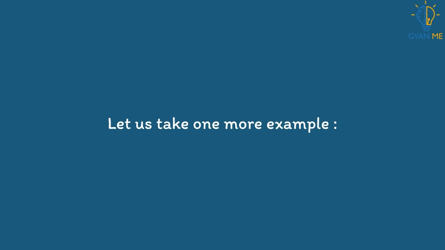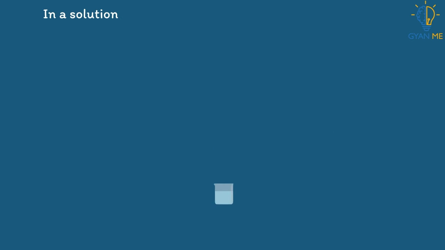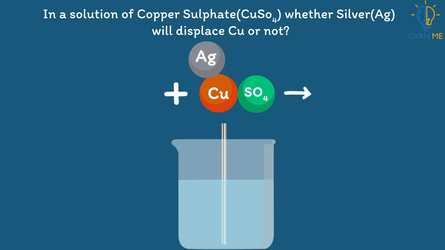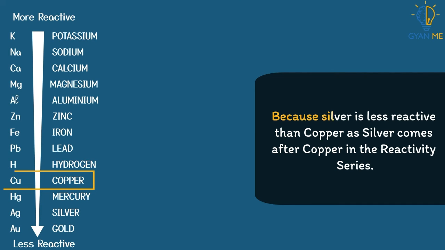Let us take one more example. In a solution of copper sulfate, will silver displace copper or not? No, because silver is less reactive than copper, as silver comes after copper in the reactivity series. So this is how you can use the reactivity series.